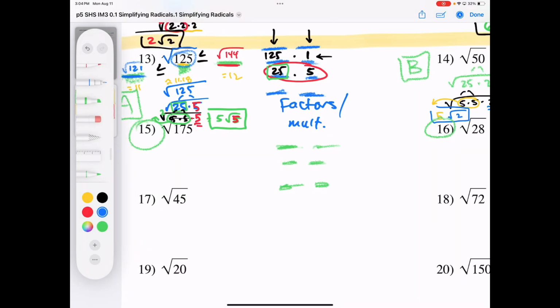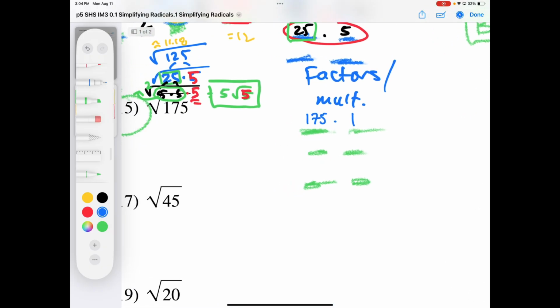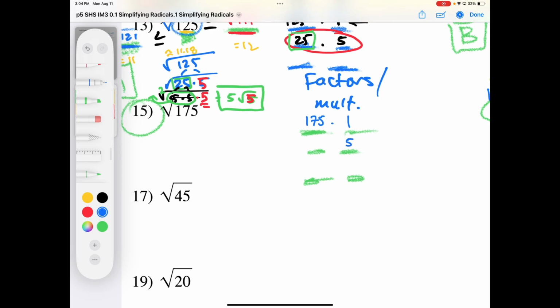Okay, class, help me write out the factors of 175. 175 times, what else? 5 times 35? Okay, with your partner, go ahead and pick which one are we going to use and why. We're going to choose which one?